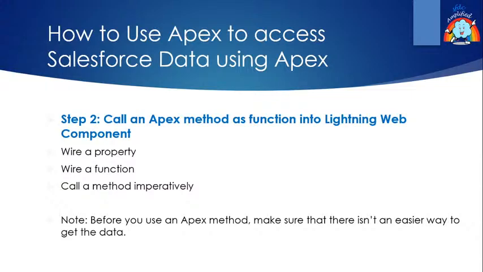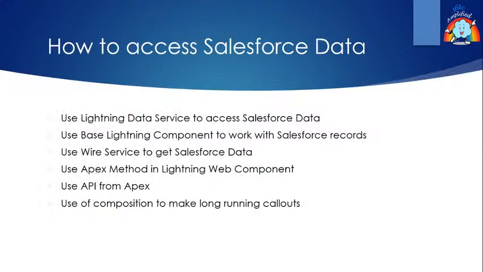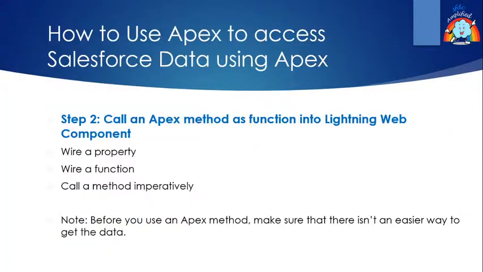So if I go back, you have seen that with Lightning Data Service and base Lightning components, we have some easier ways, so we will opt for those. If that is not working, if our logic is more complex, then only we will opt for Apex. So now we got that: call an Apex method as a function in a Lightning Web Component. There are three ways. Today we are going to focus on via a property and via a function.